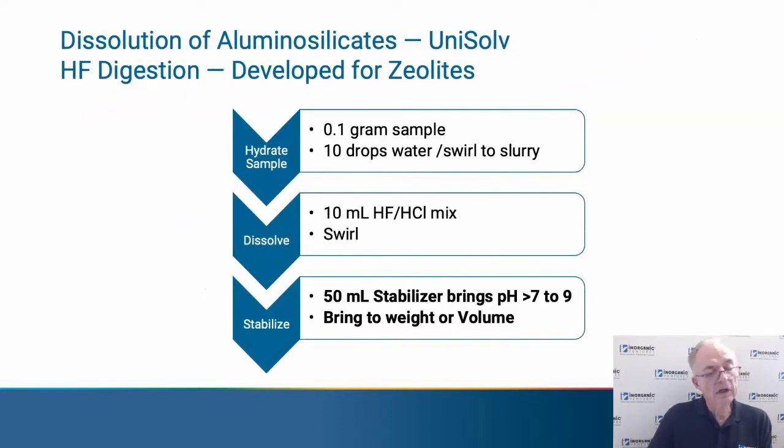Now this goes into it just a little bit more, showing the steps that we've talked about earlier. And there is a stabilizer that brings the pH up to around 7 to 9. And then you bring the sample to weight and volume. You can put this through glass introduction systems, and you can get it on you. It won't hurt you.